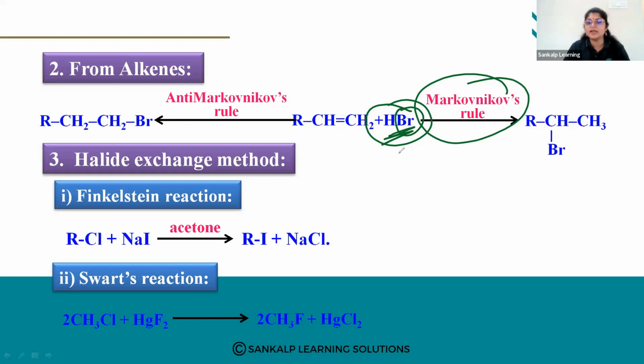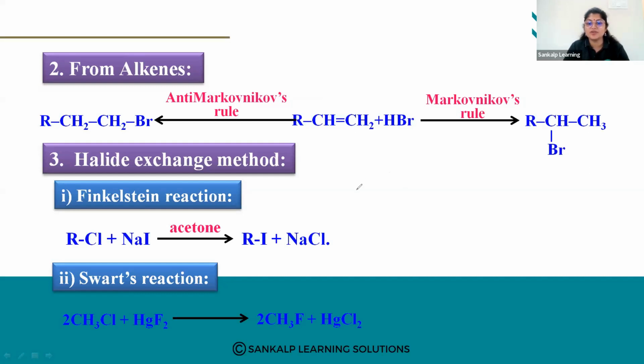The negative part of the alkyl halide will be added to the carbon which has less number of hydrogen atoms. Now between these two, which is having less number of hydrogen atoms? This one, right? So this is Markovnikov rule. The negative part will be added here and this will be CH3. So this is Markovnikov rule. Now, what do you mean by anti-Markovnikov rule?